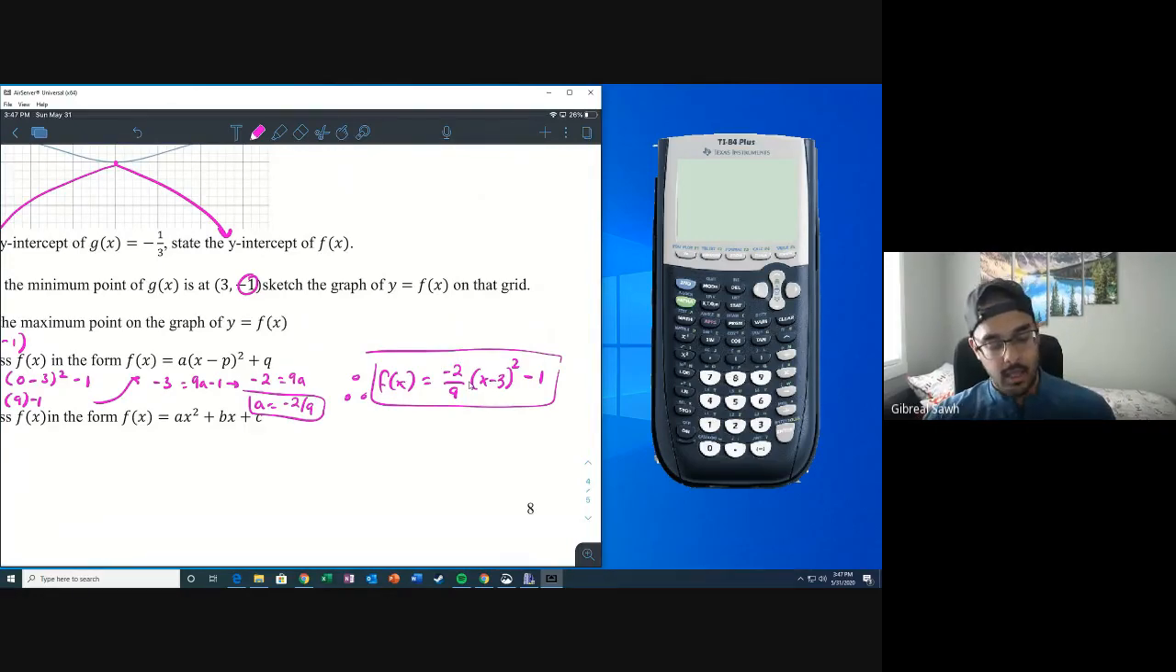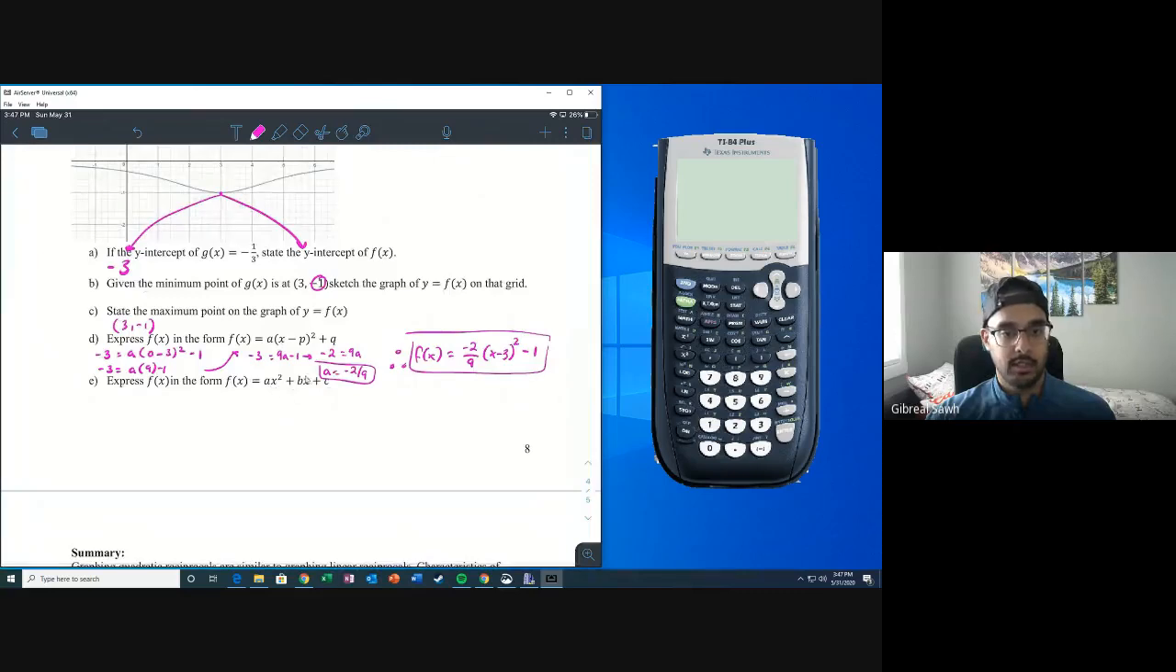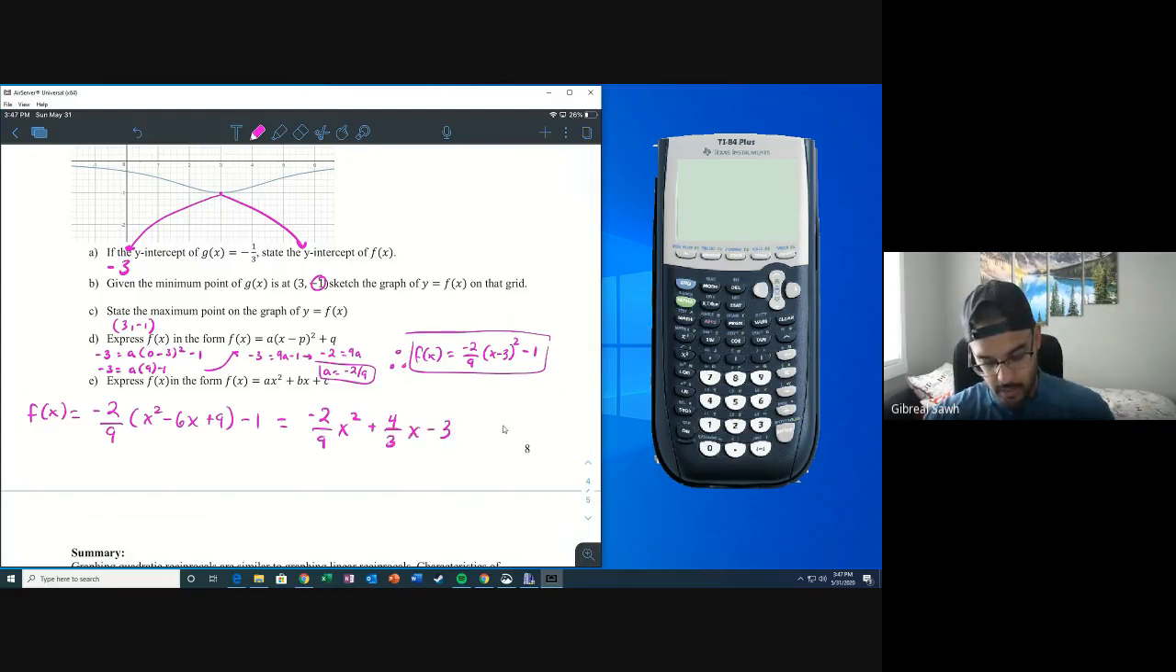Now we're asked to express it in just expanded general form. So let's multiply all these things together. So f of x equals -2/9 (x squared minus 6x plus 9) minus 1. Now when you distribute everything in and collect all of your like terms, you get -2/9 x squared plus 4/3 x minus 3. So I've skipped a couple of those steps because I'm confident you're able to do this, and this is what you should end up with on the end.